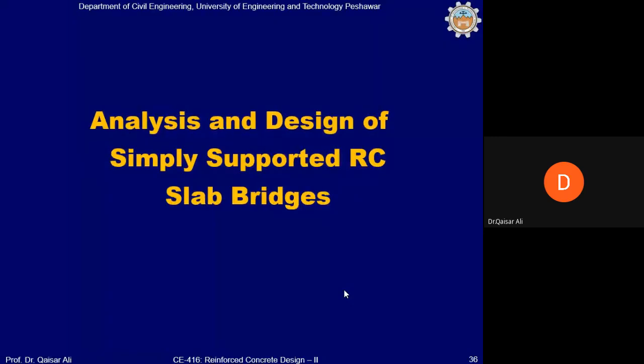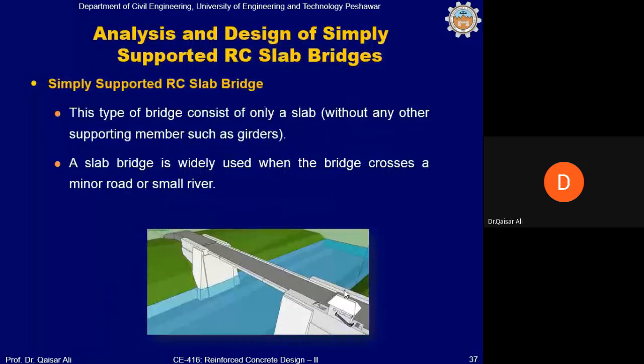Next, we will only discuss the analysis and design of simply supported RC slab bridges. So instead of a generic discussion, we will now be focusing on the analysis and design of simply supported RC slab bridges. A simply supported reinforced concrete slab bridge is a bridge type which consists of only a slab without any other supporting member such as girders, as shown in this figure. A slab bridge is widely used when the bridge crosses a minor road or small river.